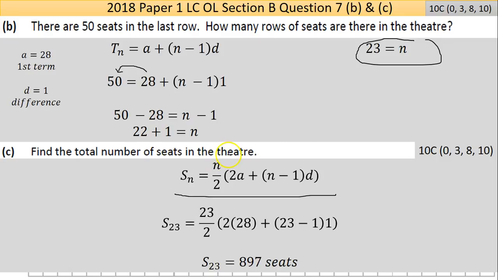Now we know from the answer in part B that there's 23 rows. So how many seats in total? Let's fill it in. So n is 23. The first term is 28 still. And the difference is 1. So our unknown is the total number of seats. Put that through your calculator. Be very careful you don't mess up with the brackets. And I got a value here of 897 seats.